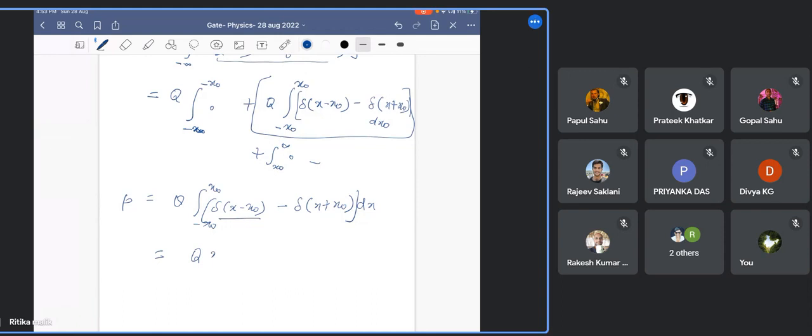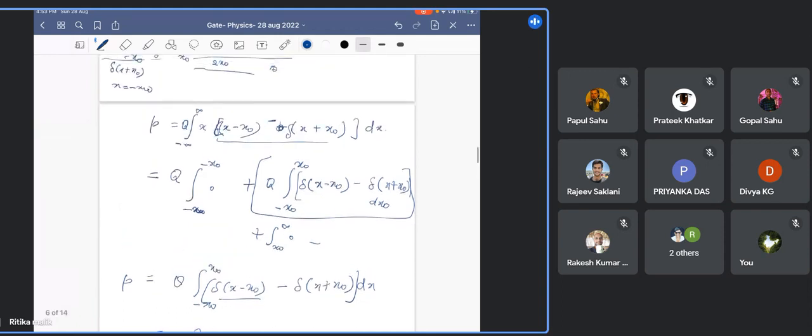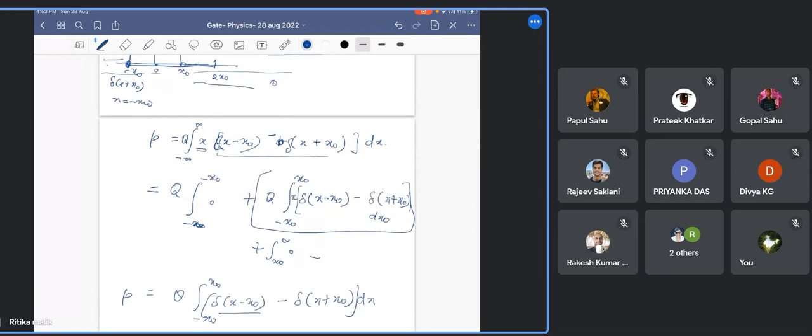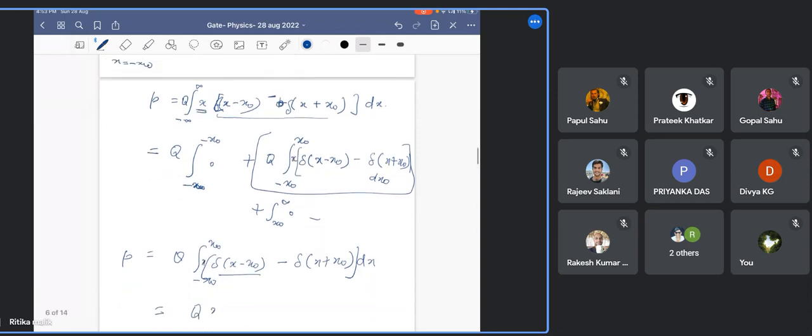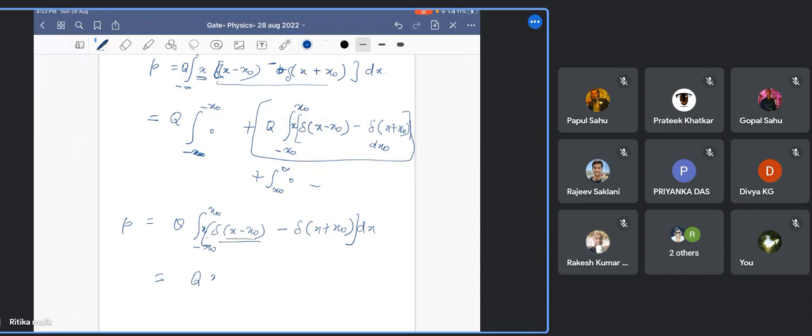Say delta x is equal to x naught. I forgot to take into account this x also. So at x equals x naught, there is a positive q, and minus delta at x equals minus x naught. So this will make it plus, and q into x naught, since x is changed to x equals minus x naught here and x equals x naught here. So the dipole moment due to this charge distribution is 2q x naught.